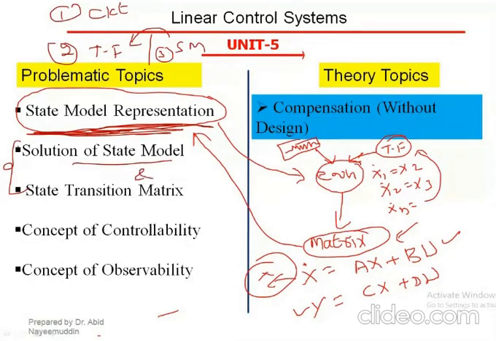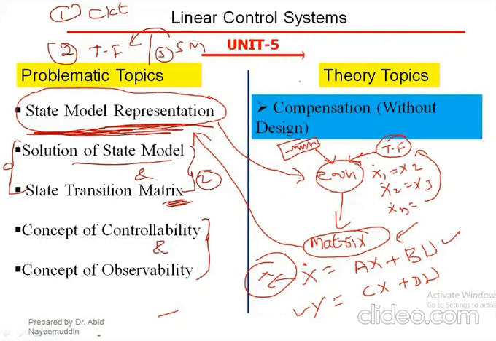And also the state transition matrix. These two combined are a single concept, which I am going to conclude in this class. Sorry, I can't conclude in this class. I will start this second concept, and I will conclude the same thing in the next class. After this, only one topic will be left over, that is controllability and observability, which we will discuss to conclude this control system. So the last two concepts are left over.